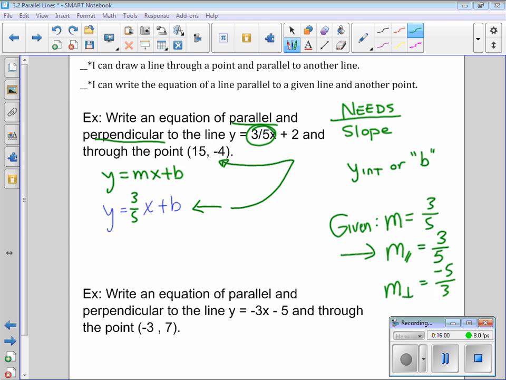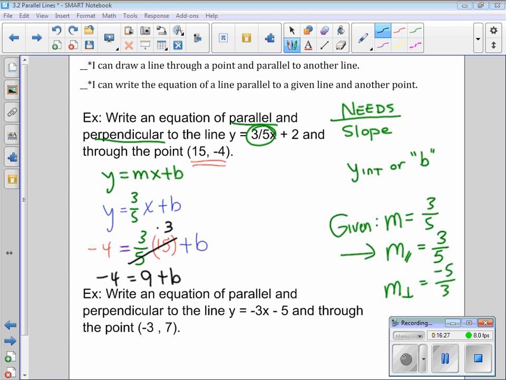So I'm going to take that point, (15, -4), and plug it in for the x and y in my half-cooked equation. I still need to find this b, and I'm going to use this (15, -4) to help me solve for that. So I brought the point down into the equation, and now I'm just going to solve for b. The 5 in the denominator cancels with the 15, leaves me a 3. Simplified, -4 equals 9 plus b, and now I just solve for b.